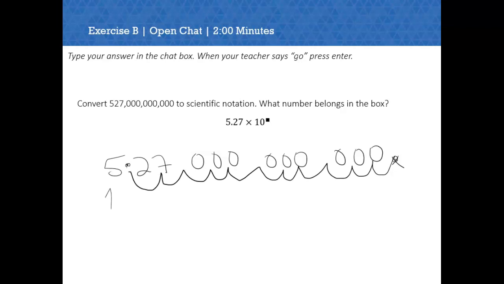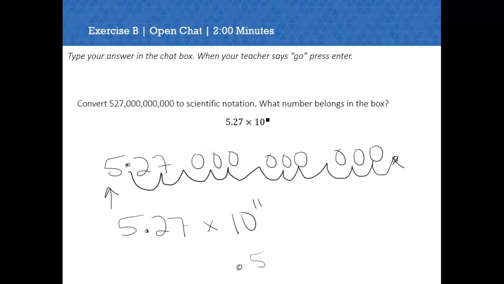Because remember, we need one number in front of the decimal. We moved it 11 times. This number is big. So from here, we want to move the decimal back to the right. So that's a positive 11. Because when we have this 5.27, we want to make it bigger. We want to move this decimal back to the right. So it's a positive 11. 5.27 times 10 to the 11th is scientific notation.